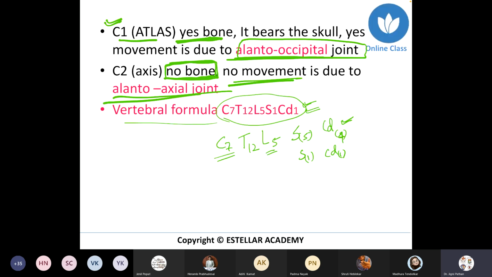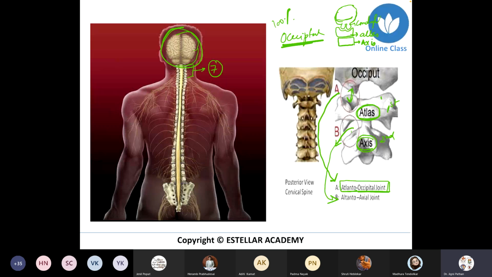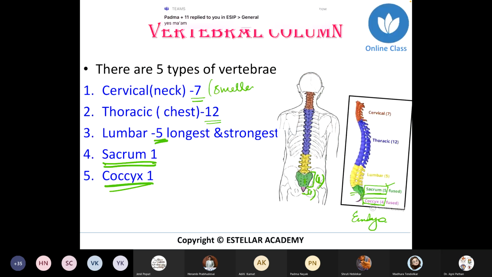Next point, please write down. Cervical vertebra is the smallest vertebra.